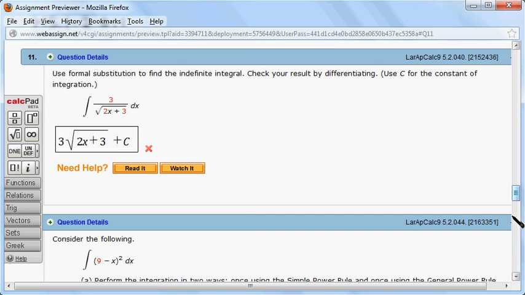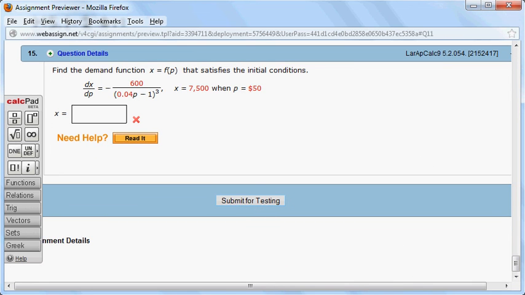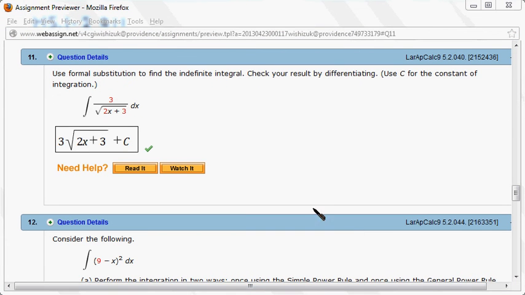Alright, so let's check. Alright, it came back, and it looks like we got this one correctly. Alright, that's it. I hope that this was clear.